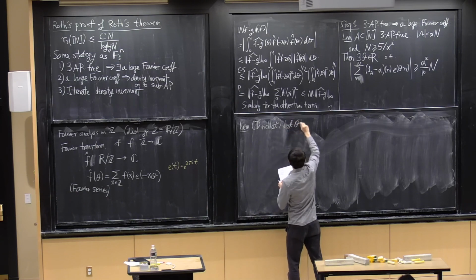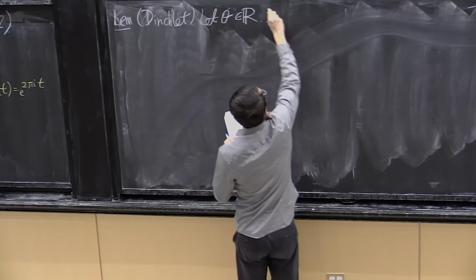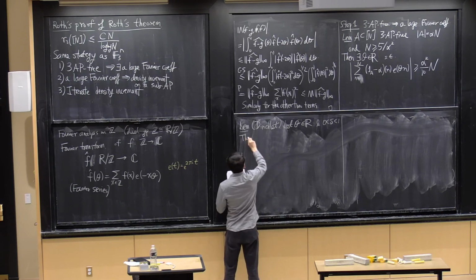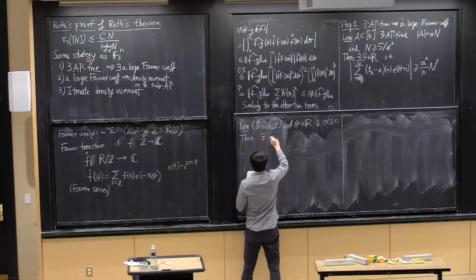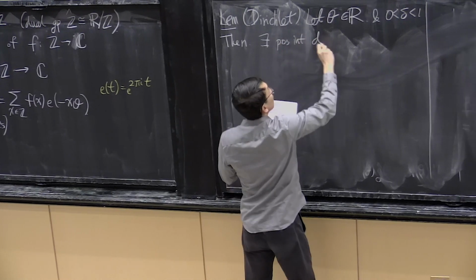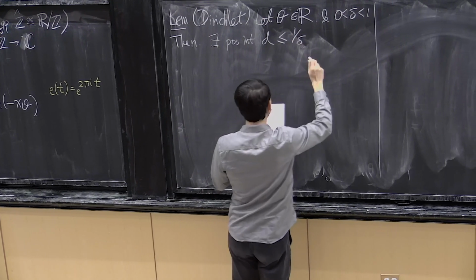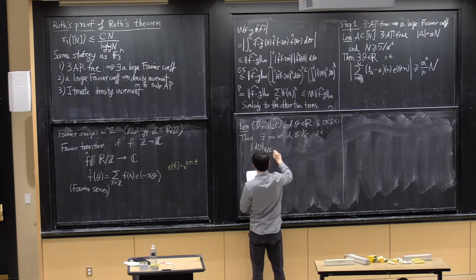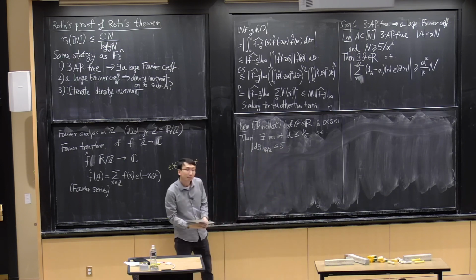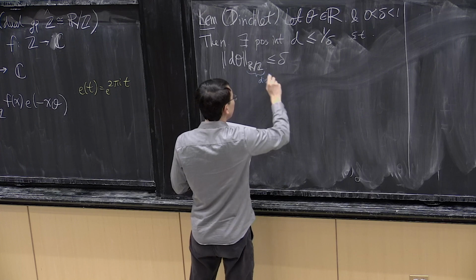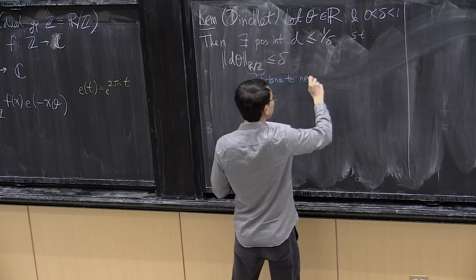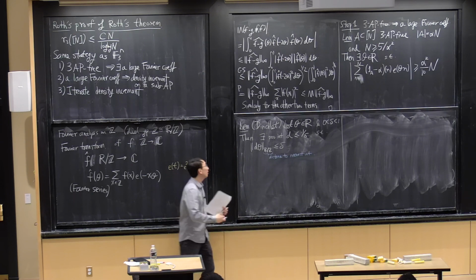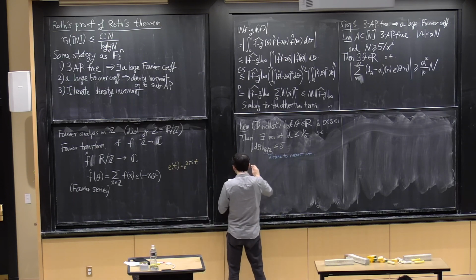So if you have theta a real number and a delta, kind of a tolerance, then there exists a positive integer d at most 1 over delta such that d times theta is very close to an integer. So this norm here is distance to the closest integer.